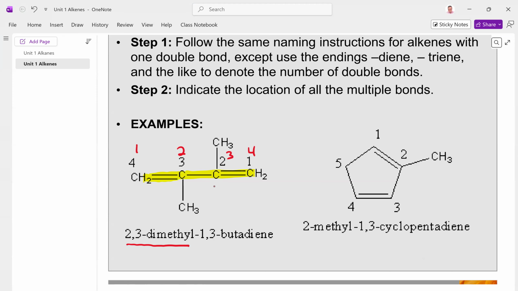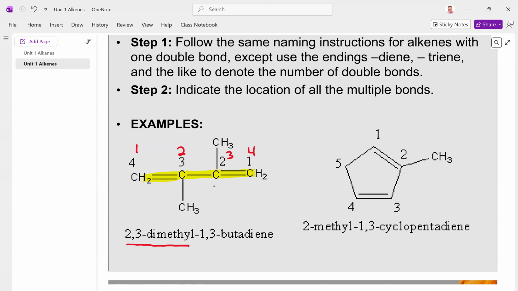Notice it doesn't change. The branching is the same, so it doesn't matter which numbering system you use on this particular one. We have branching at carbons 2 and 3, either way. And we have the double bond, first double bond starting on carbon 1, either way. So it doesn't matter which one you choose, you'll get the same name.